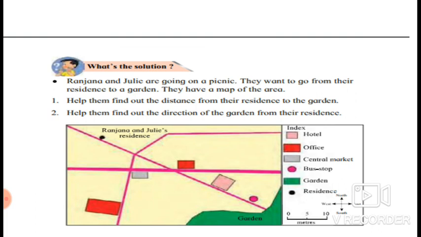On page 85, there is a small activity for you children. We are going to help Ranjana and Julie to find out the distance. I hope, students, you have drawn a compass rose, which will help you to read the map. And children, you have to help Julie and Ranjana to get to the picnic spot.